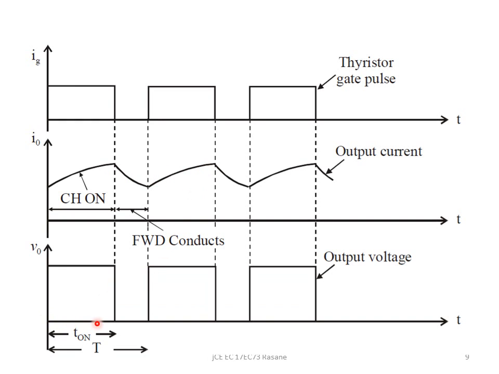T on is the on period of the chopper, and considering T off, T is T on plus T off, which gives the chopping frequency.